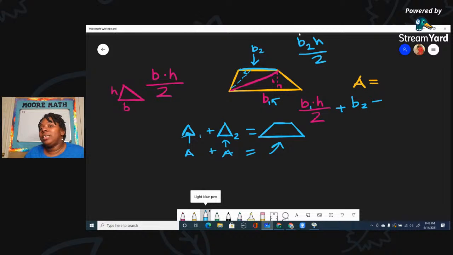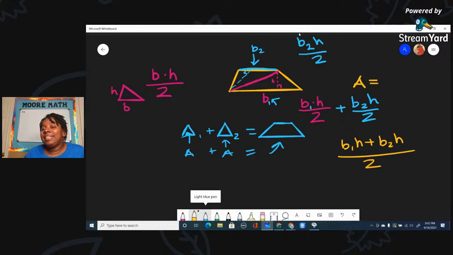Okay, so I did all that just to show you how they got the formula. It was base 1 times height divided by 2, the area of the first triangle, plus the area of the second triangle. Then they said, well, they have the same denominator, right? So I can combine them. So I can have it as base 1 times height plus base 2 times height, divided by 2.